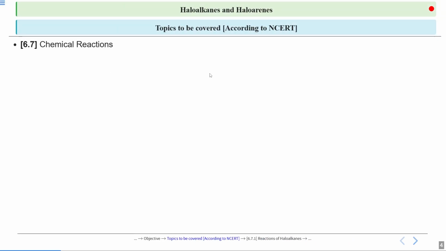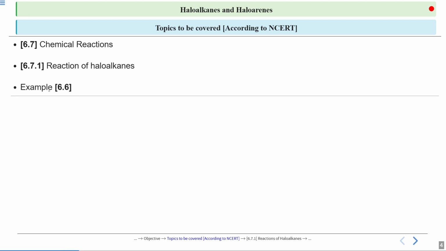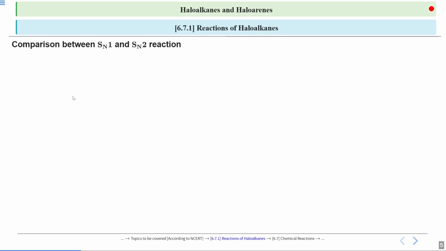The topics to be covered according to the NCERT in today's lecture: 6.7 section, that is chemical reactions, under which we will study the 6.7.1 reaction of haloalkanes, and then we will also solve an example 6.6. So let's begin with our first subsection 6.7.1 reaction of haloalkanes.